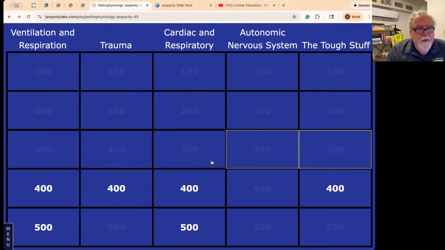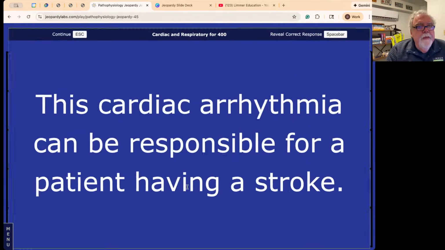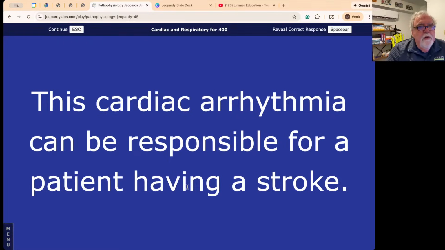All right, I'm going to go through and I'm going to pick one here. Cardiac and respiratory for 400. This cardiac arrhythmia can be responsible for a patient having a stroke.